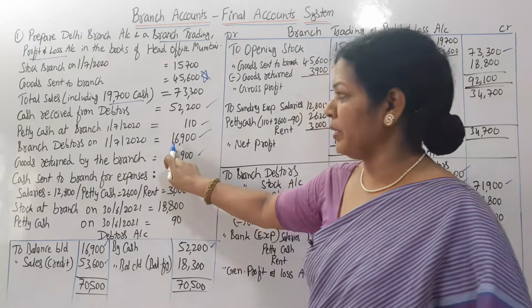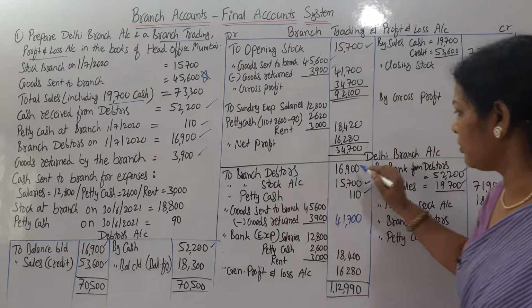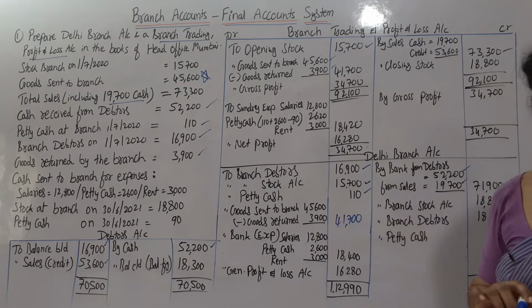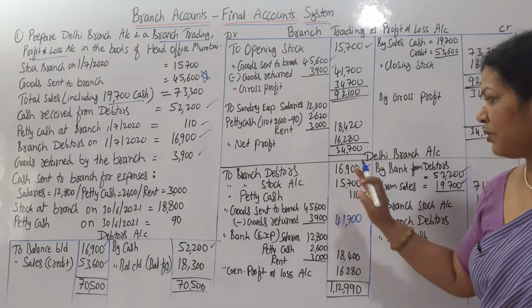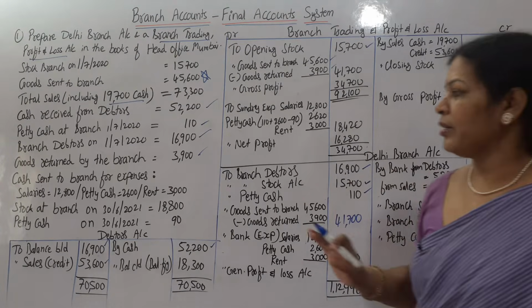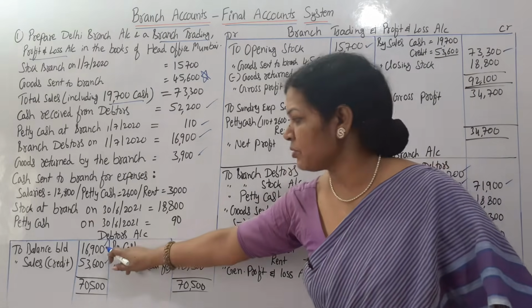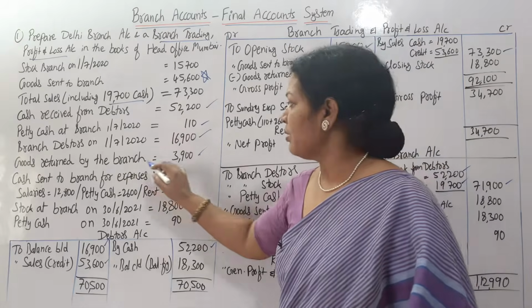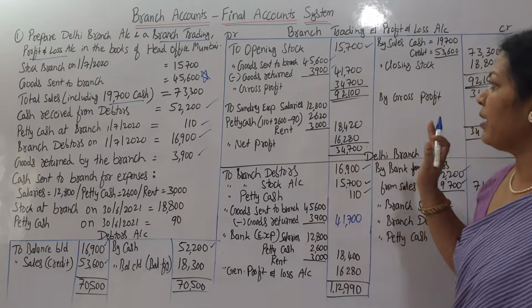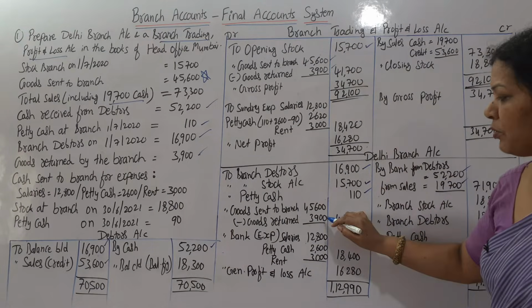Next, after that, opening petty cash we have written. Branch debtors, opening debtors, this is opening debtors also, on the branch account debit side. Any opening assets will be written on the debit side of the branch account. Okay, that we have written. And also branch opening debtors, we have taken the opening balance, right? Next, goods returned by the branch, that we have already taken twice, goods returned here and also here, two times.